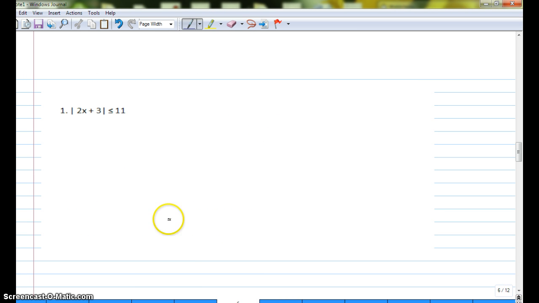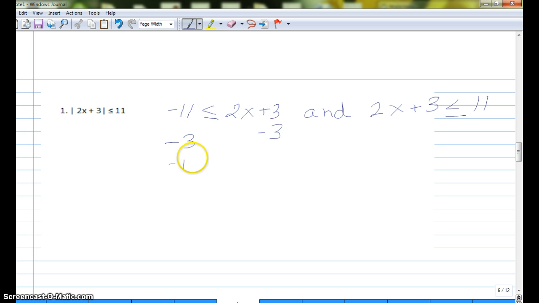Okay, so here we have the absolute value of 2x plus 3 is less than or equal to 11. This is one of those, I think this was number 2. So we're going to set up negative 11 is less than or equal to 2x plus 3, and we want 2x plus 3 to be less than or equal to 11. So we would subtract 3 from both sides here. So we'd have negative 14 is less than or equal to 2x. We divide both sides by 2, and we see that x is greater than or equal to negative 7.